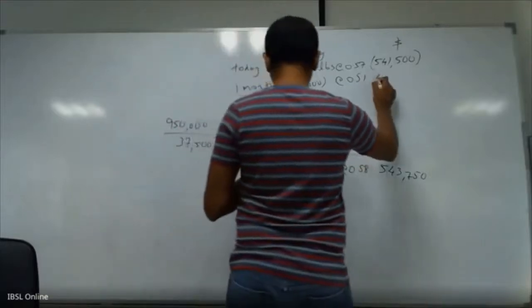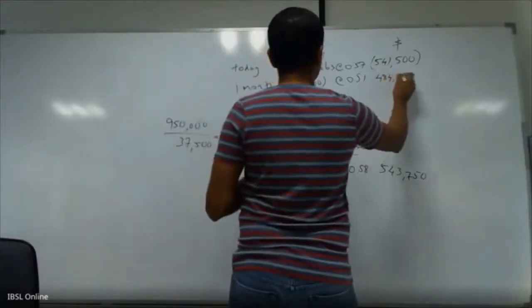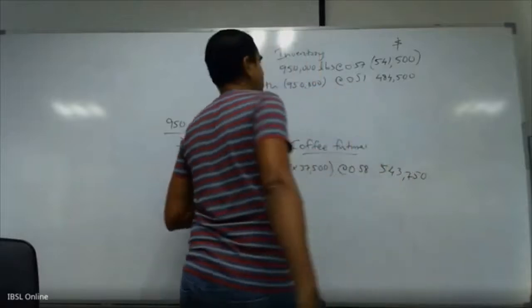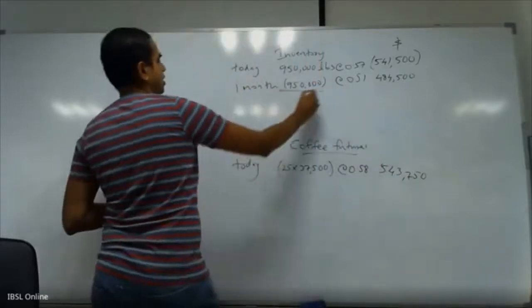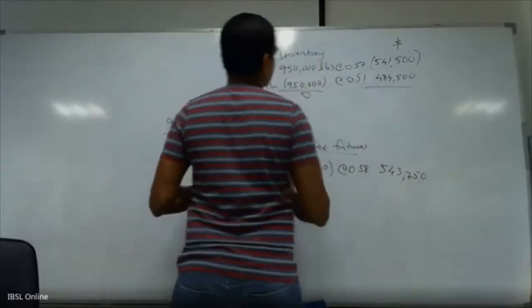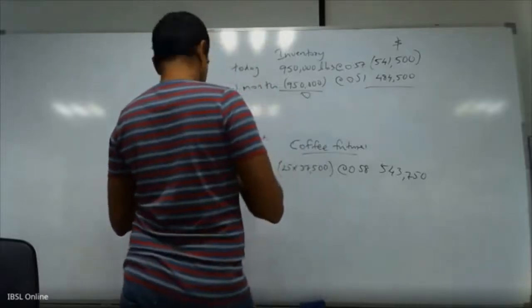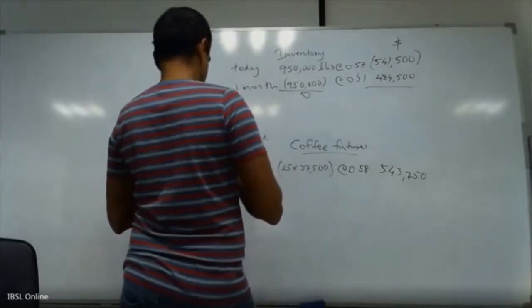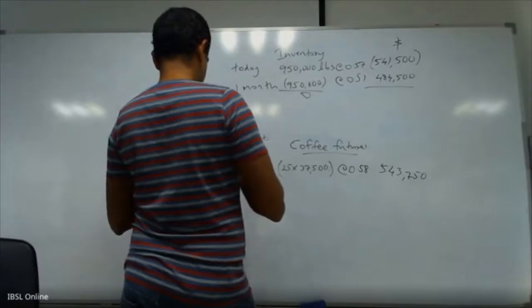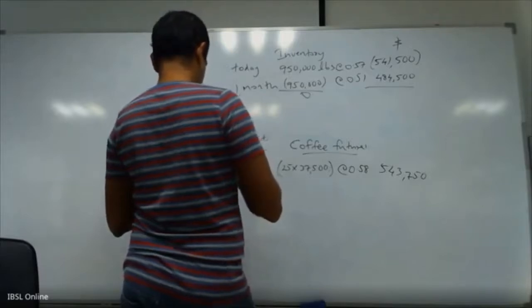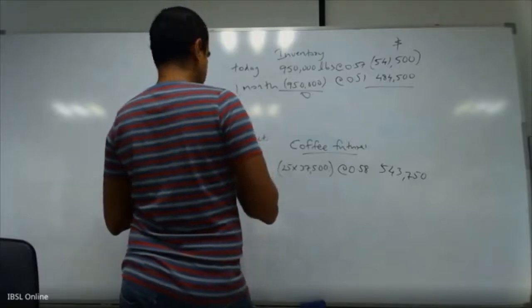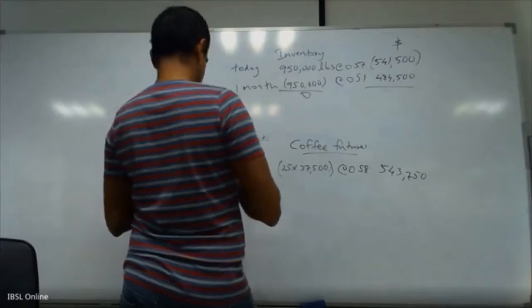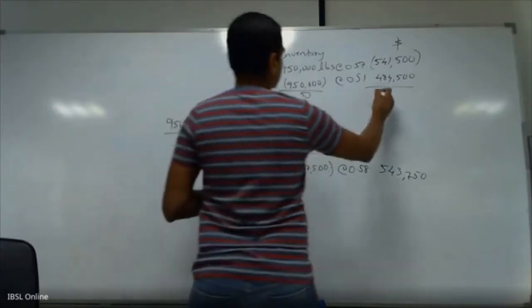They will make $484,500 when they sell it at 51 cents, right? So the inventory position is 0, and in dollars they will lose $57,000.